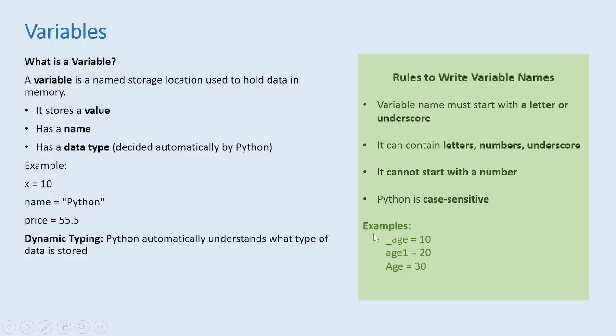So let us see some examples. Underscore age. So it can start with an underscore or a letter. Okay. So it is starting with underscore, age equal to. It can start with a letter. So age1. Okay. It is case sensitive. So if there is a difference in the case, whether we are using capital letters or small letters, it considers them as different variables, which we will see in the examples. So these are the rules. We need to remember these rules while creating variables.